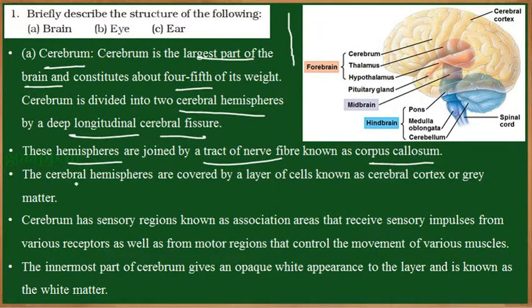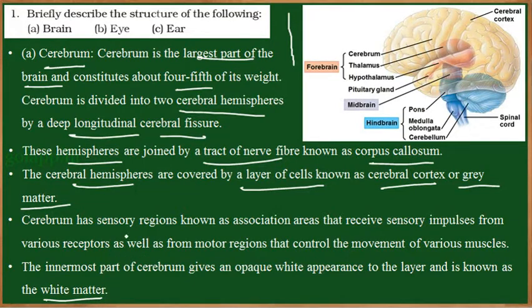Now talking about the cerebral hemisphere, they are covered by a layer of cells and this is called the cerebral cortex. The cerebral cortex is also called grey matter, and the inner region is called the white matter. The cortex is called grey matter in the cerebral hemisphere and the inner region, which is the medulla, is called white matter.